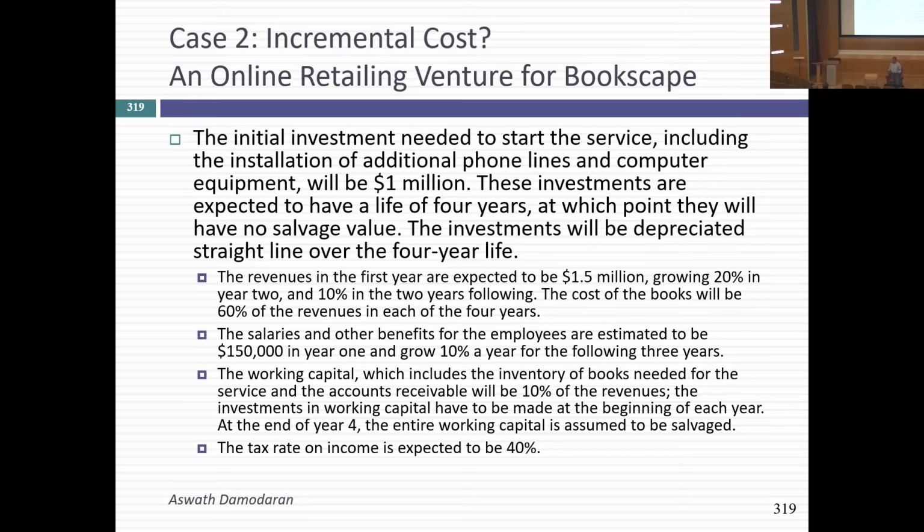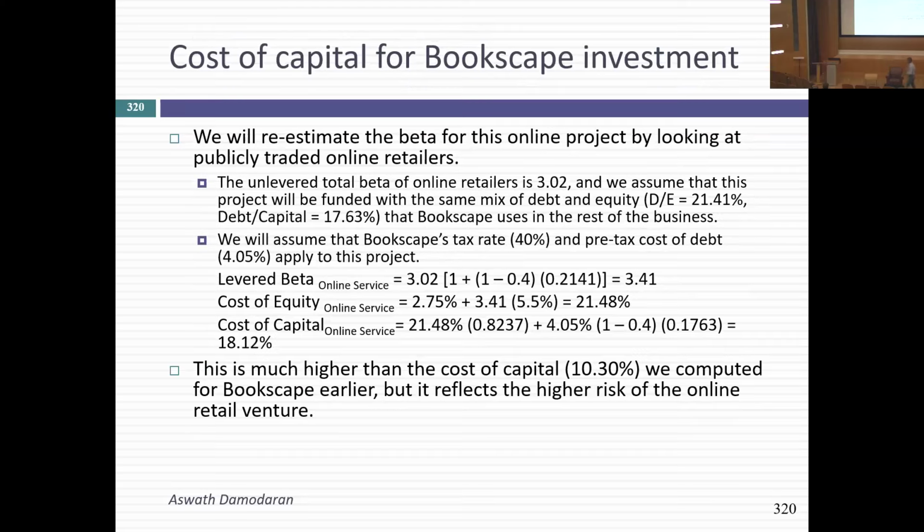And for the initial analysis, let's just stay with the traditional capital budgeting. So here's what it's going to look like. Now, before I do that, I do need a discount rate for it. And because it's online retailing, not just the regular retailing, I computed an online retailing beta.